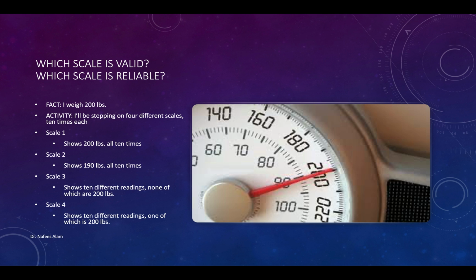Scale 4 is a little unique in one way. Even though clearly it's not reliable because it shows 10 different readings, and for it to be reliable, it would have to show the same readings every time. So we already know that scale 4 is not reliable, but one of those readings is 200 pounds. So does that mean scale 4 is valid, or does it mean scale 4 is not valid? Because 9 out of the 10 times it showed me different numbers, but 1 out of the 10 times it did show me an accurate number, 200 pounds.